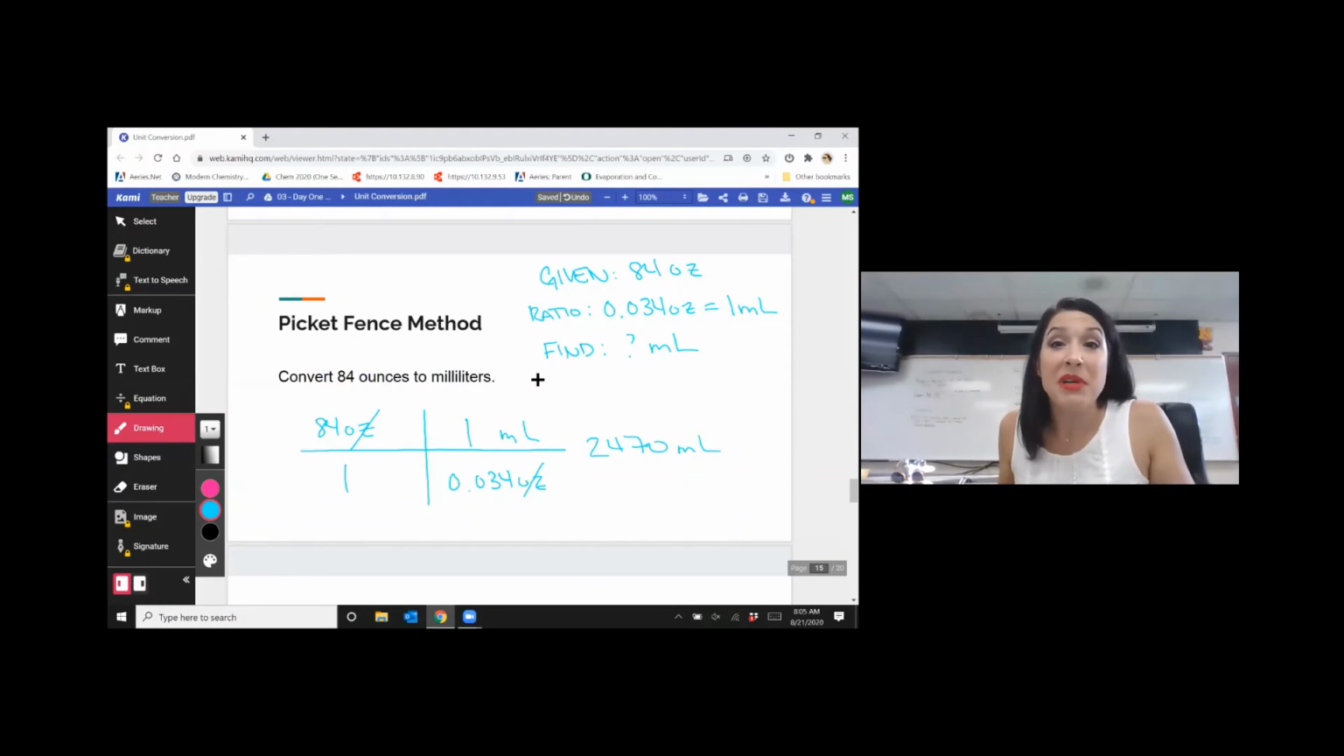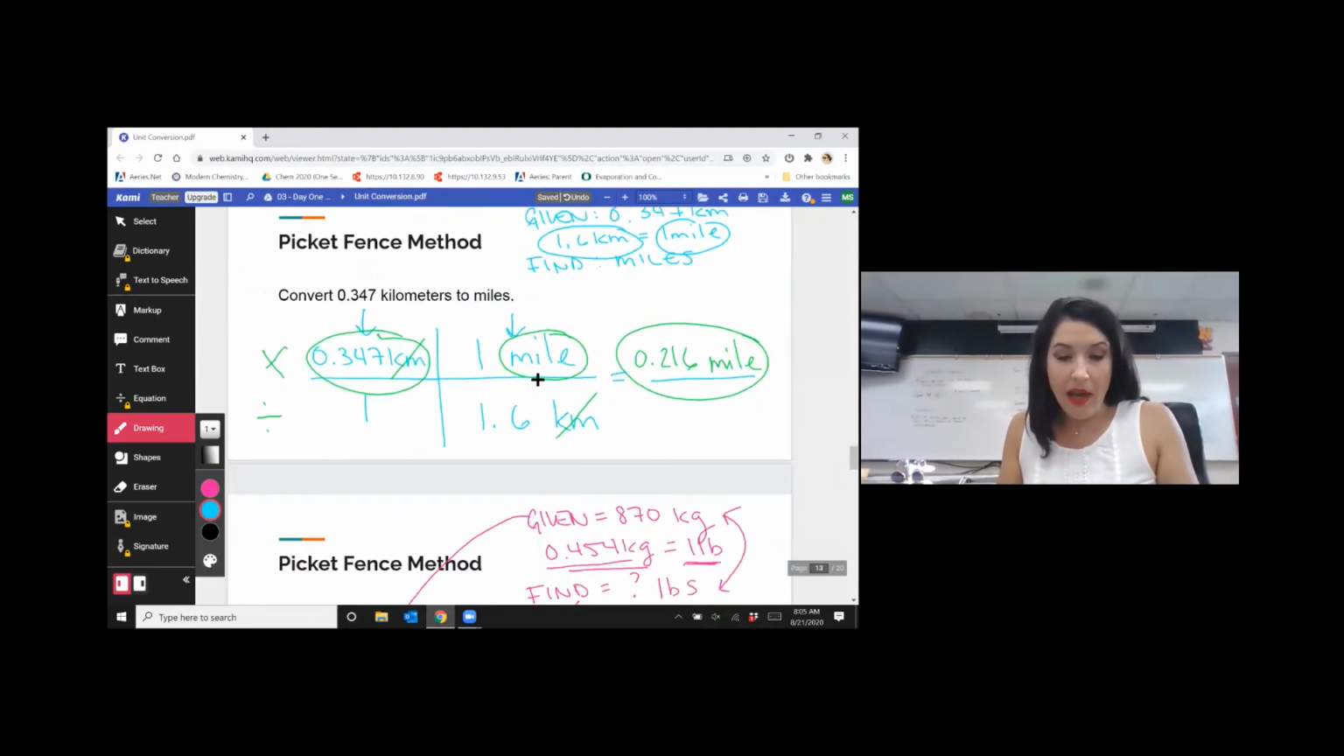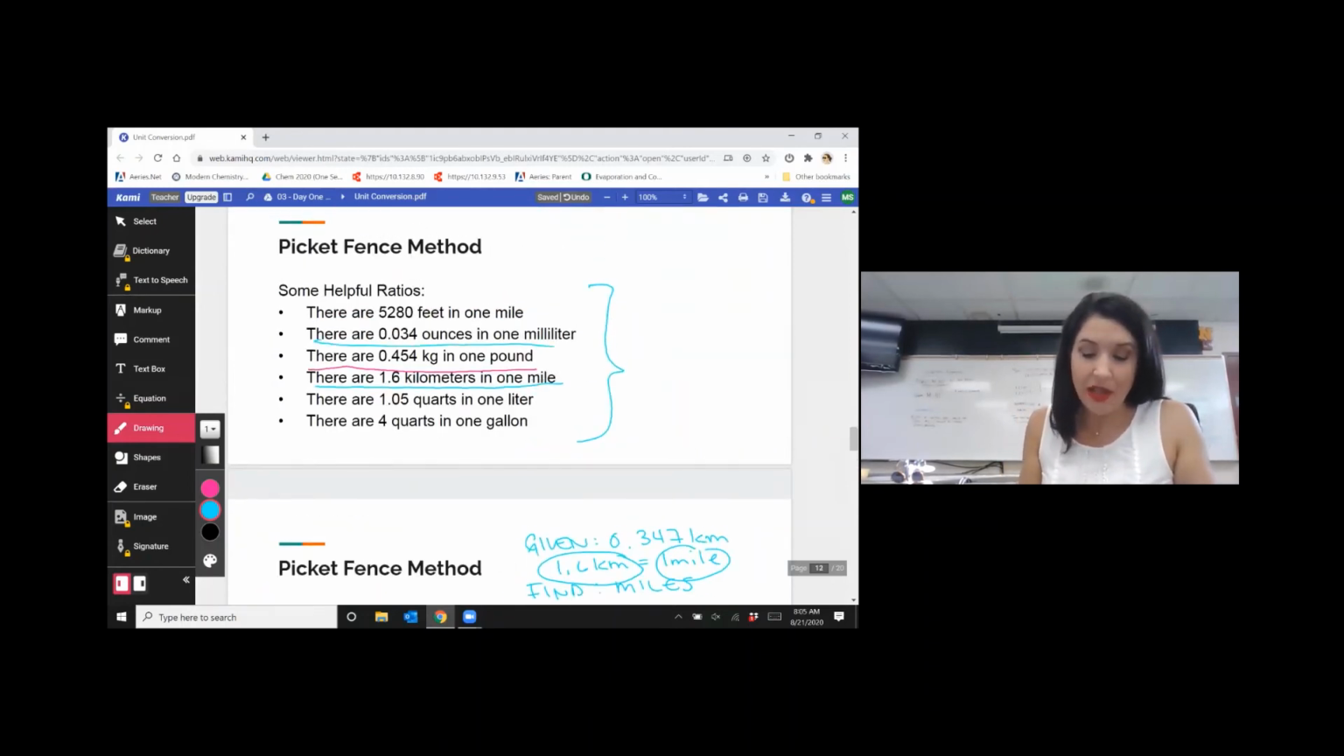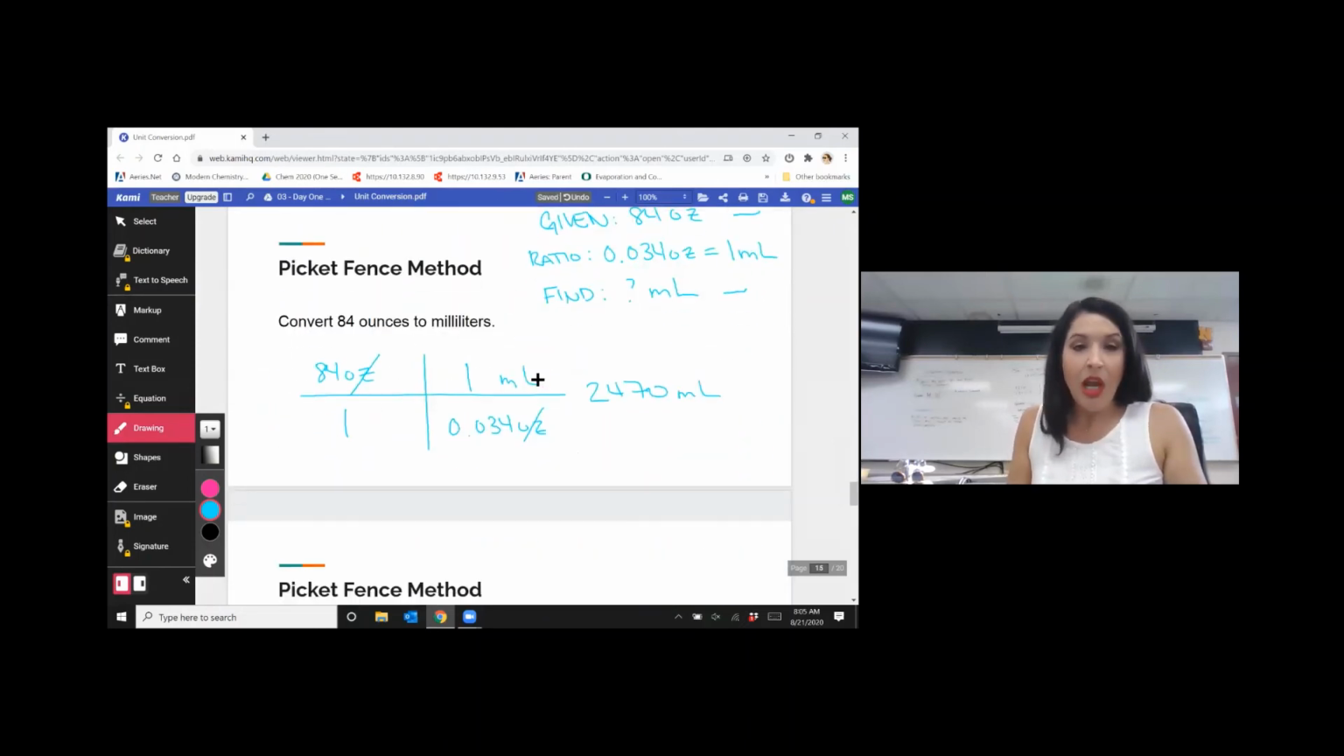So let's see how you did compared to my answers. I wrote down the given, 84 ounces. I know that I need to solve for the number of milliliters, so I wrote that down as well. And where did I get this ratio? I just scrolled up a little bit and found it in our ratio bank right here. And so I set up my little picket fence, put the given in the upper left-hand corner, as always, set it over 1 so that it becomes a nice, easy fraction. And then on the other side, how do I decide which one goes where?